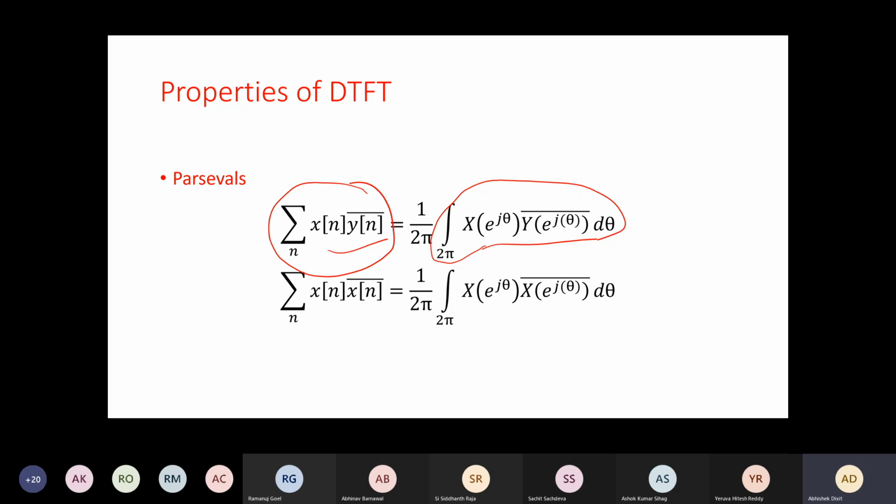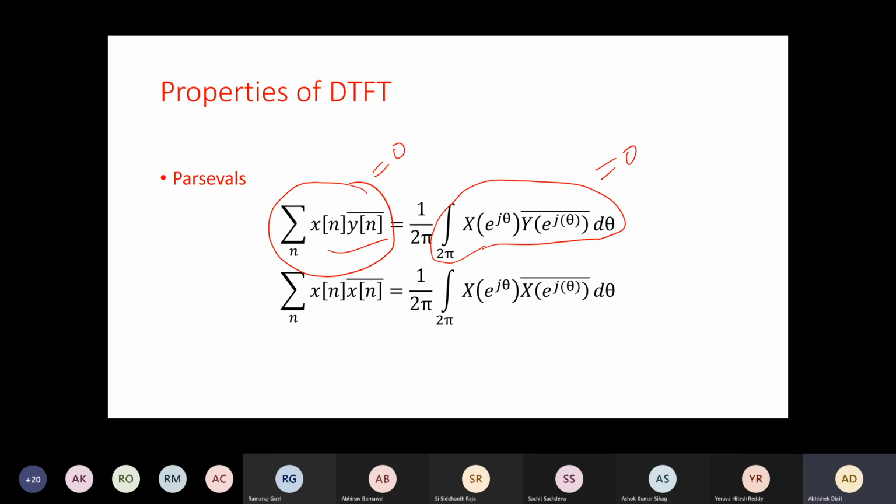Just one simple question. If this quantity is 0 for some examples, you know that this quantity is also 0. That means what? If time domain signals are orthogonal to each other, if the inner product is 0, you know the signals are orthogonal. If time domain signals are orthogonal, it will imply that the frequency domain signals are also orthogonal. It's a very important idea.